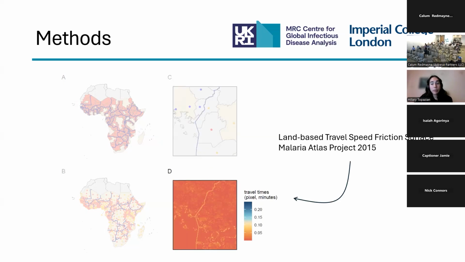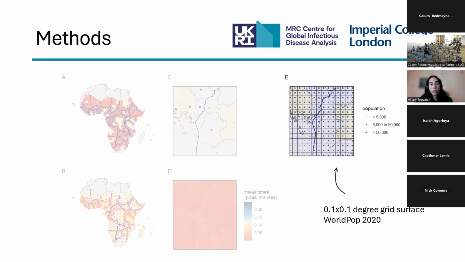We then needed some way to measure how people in these units are interacting. And so one of the factors in this was this land-based travel speed friction surface from the Malaria Atlas project. And you can see travel times in minutes to cross each pixel. And then that lighter orangish color shows the border, and it's just an added penalty time for crossing those pixels. And then we also captured the population size using data from WorldPop.